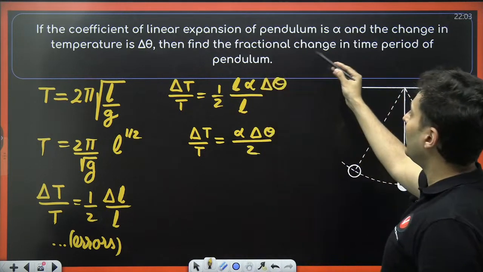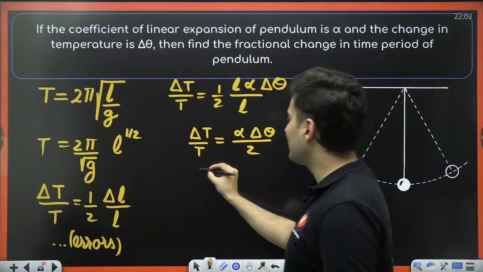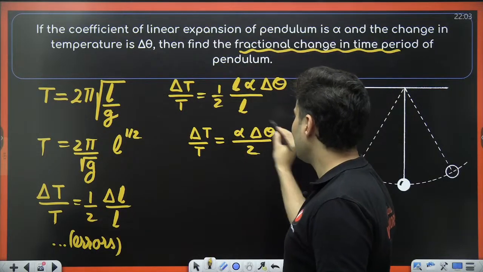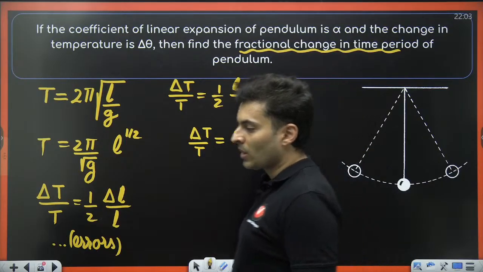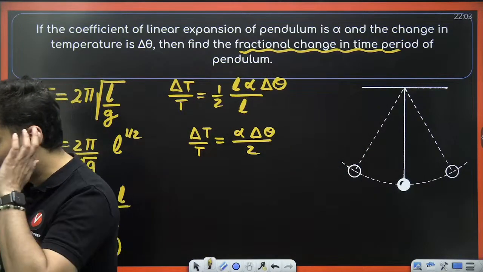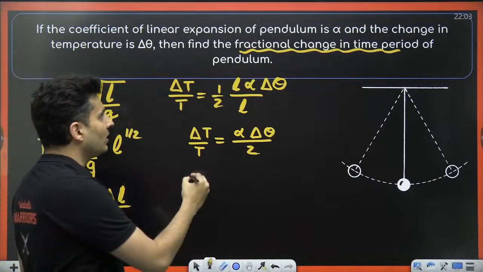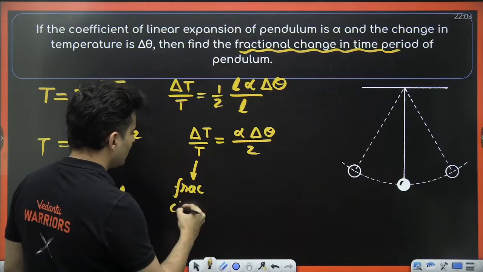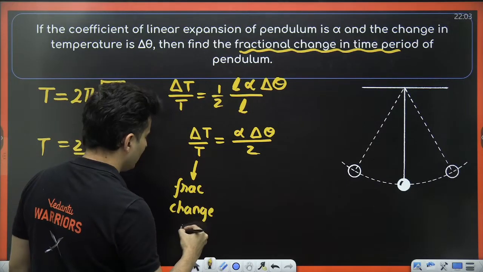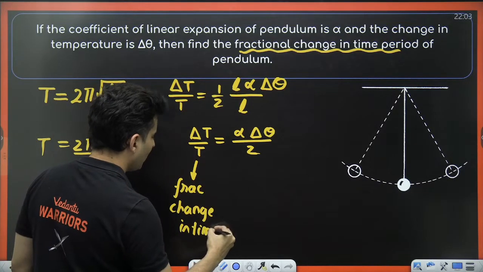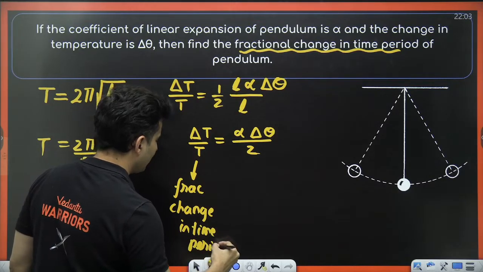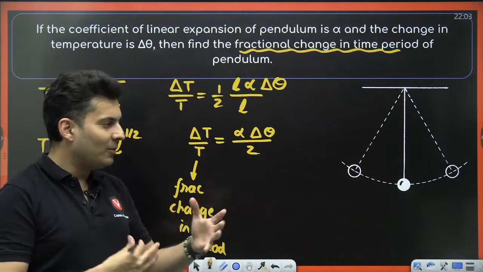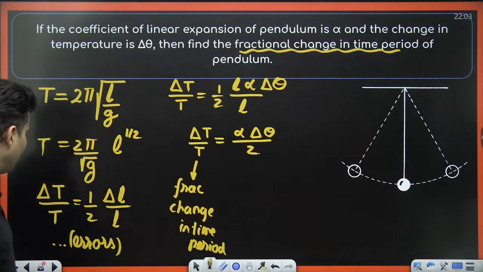What is asked? Find the fractional change in the time period. Exactly. The fractional change in the time period is exactly this, so it is alpha delta theta by 2. Is that clear, my dear warriors? This is exactly what we wanted. If alpha is given and temperature change is given, you can find how much the time period changes relatively.